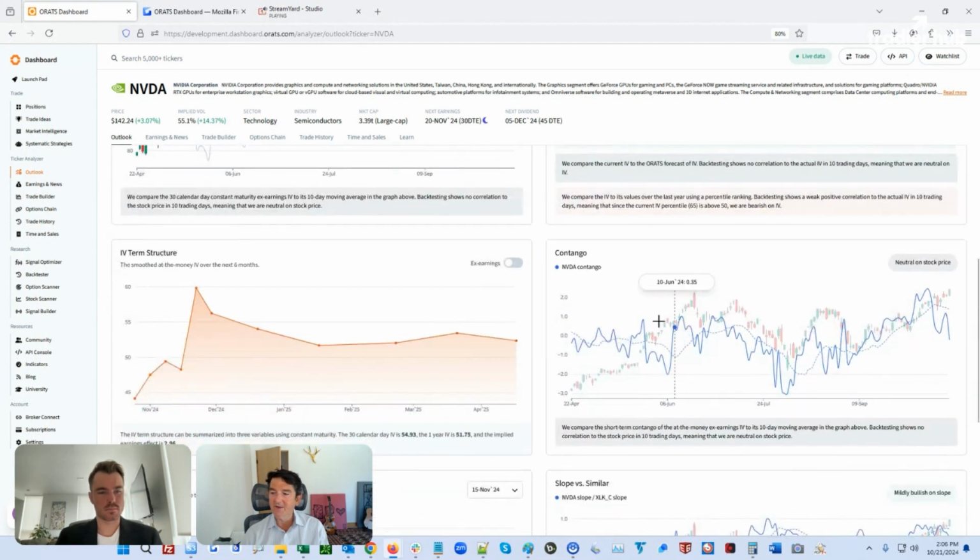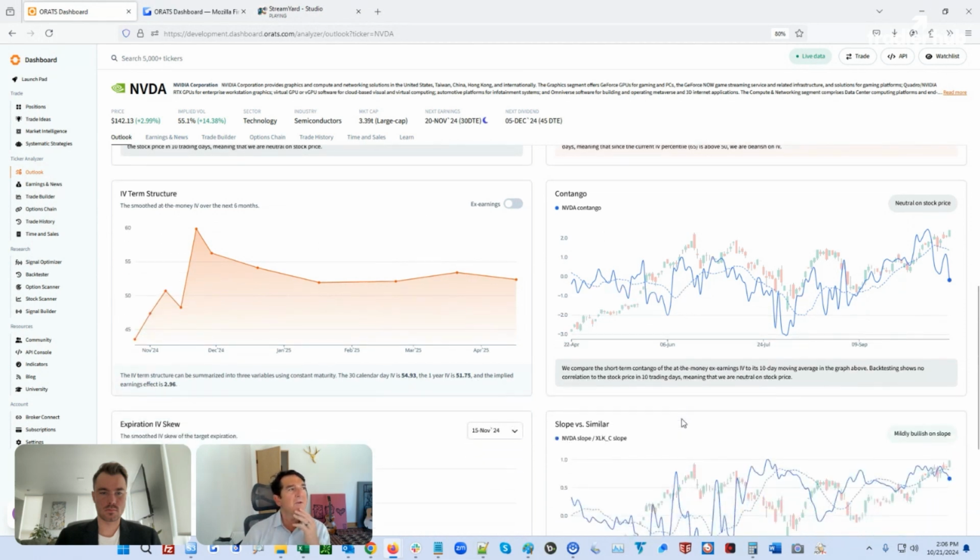Also, while we're at it, let's look at Contango. Contango is when a stock's in Contango, it's got the front months lower than the back months. Now we have November pretty high there. So we also look at Contango on an overlay. And again, Nvidia is a little different than most.